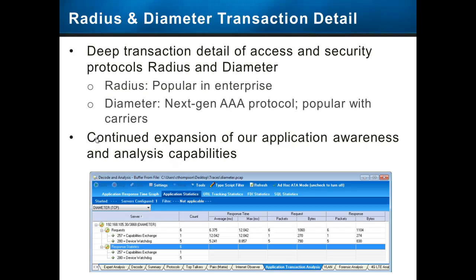Finally, Network Instruments has always strived to provide detailed information about the application protocols which are being communicated inside of an IT environment. Our application transaction analysis provides detailed information about the transactions which are occurring inside of the environment. We've recently added support for two AAA protocols, radius and diameter, which will allow organizations to better understand not only the performance of these applications, but what types of issues are occurring inside of the application transactions themselves that could be having a negative impact on the end user's experience.